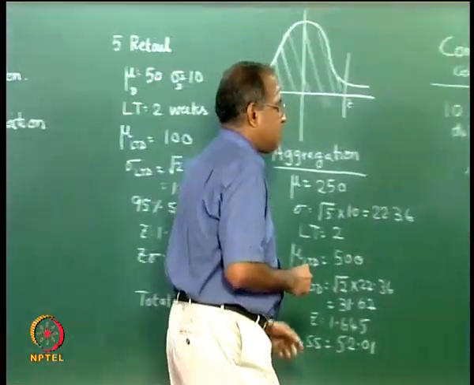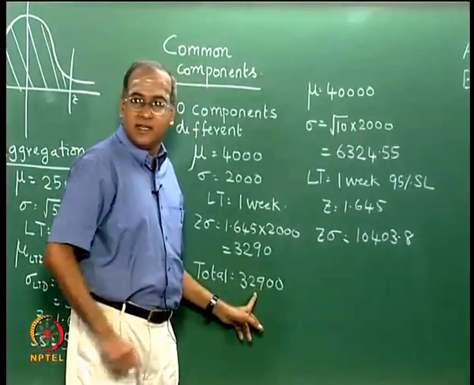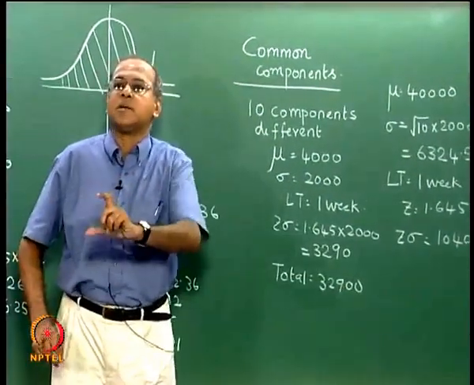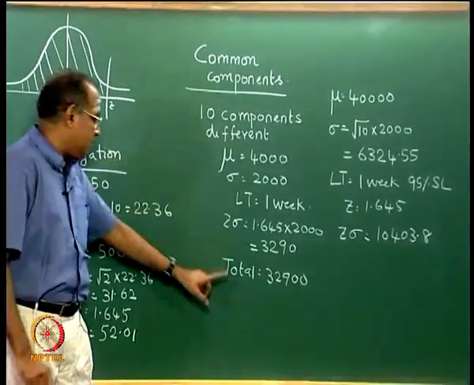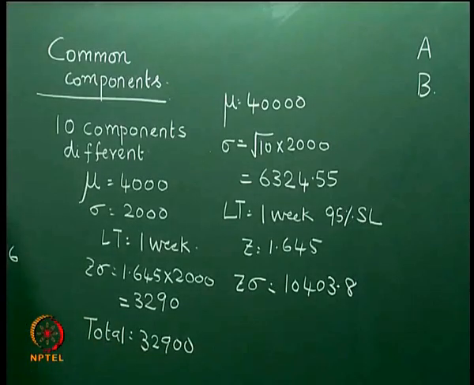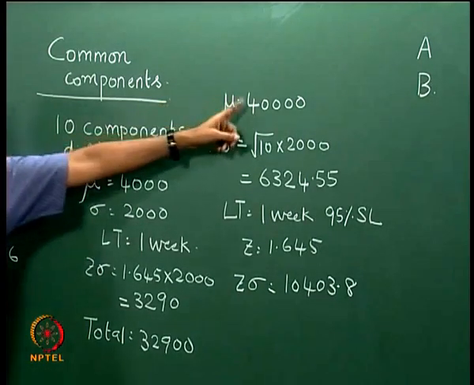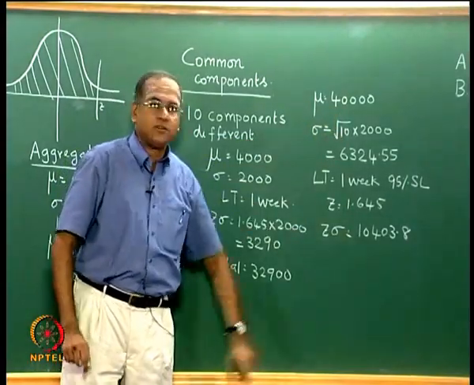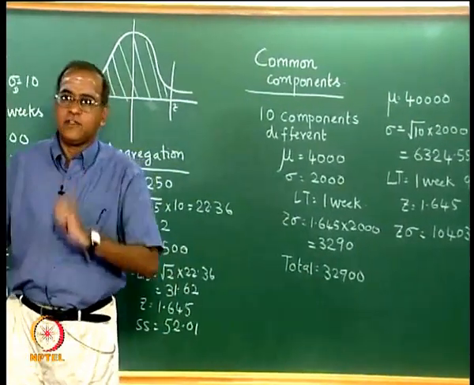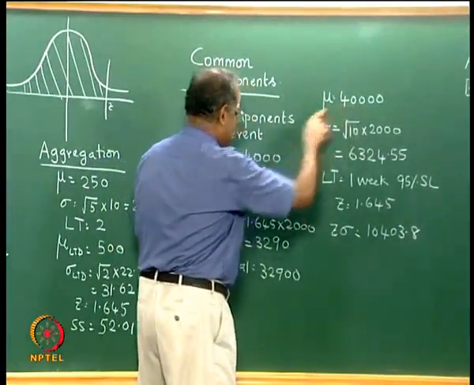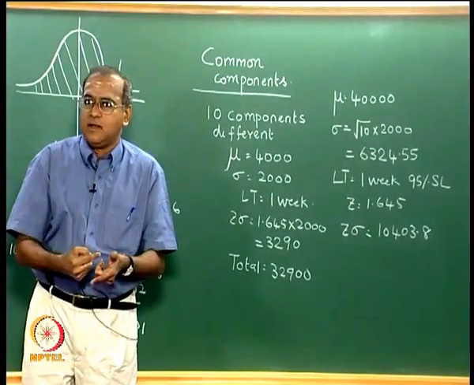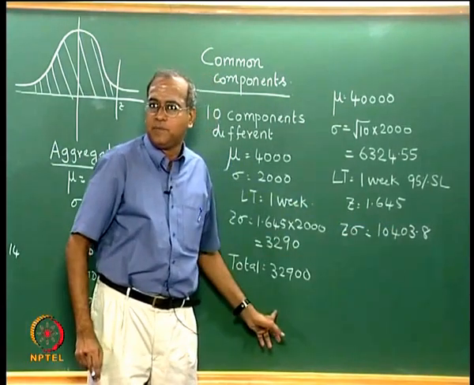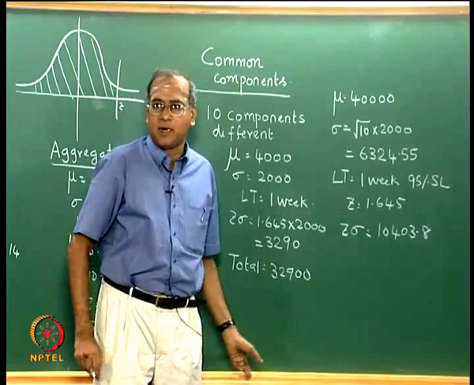In fact, one of the assumptions that we made here when we compared these two is that the actual cost of the item is comparable, because here there are 10 different components and a total of 32,900, 3,290 of each component is in safety, whereas here there is only one common component with 10,403. Now if the cost of this common component is the same as these 10, or is the same as the average of these 10, then these two figures are directly comparable, otherwise the costs are not comparable.